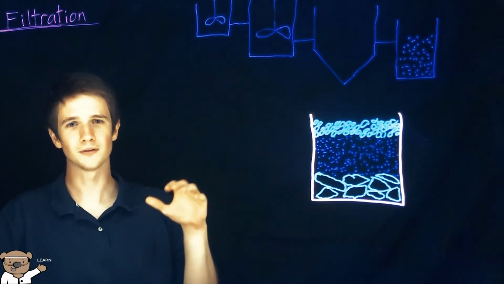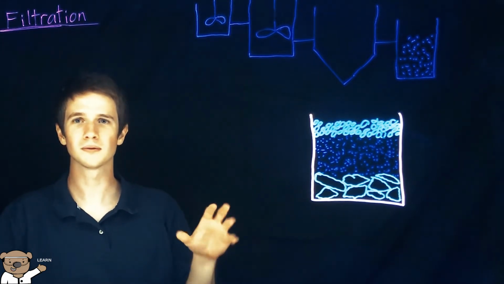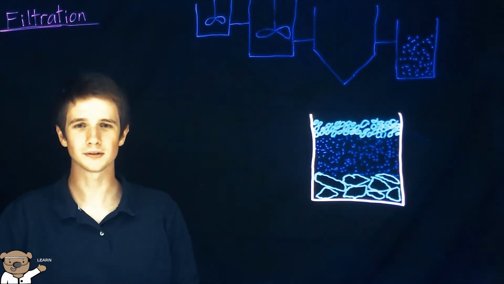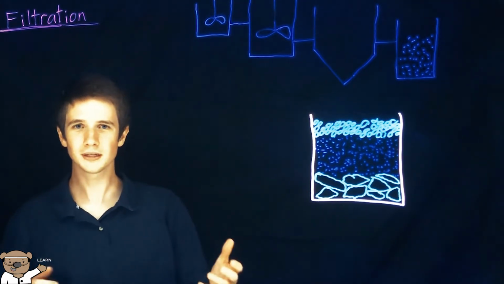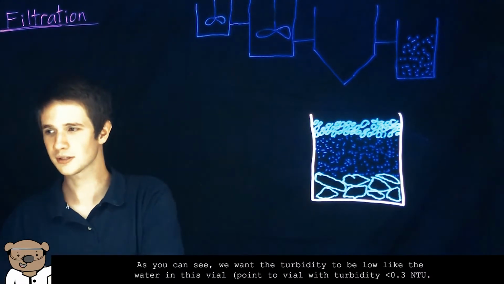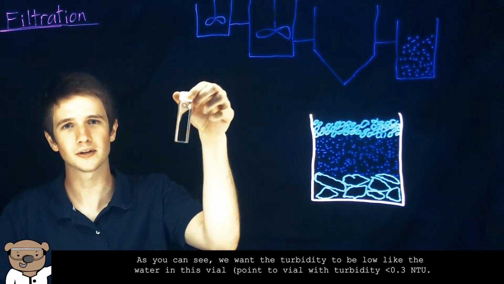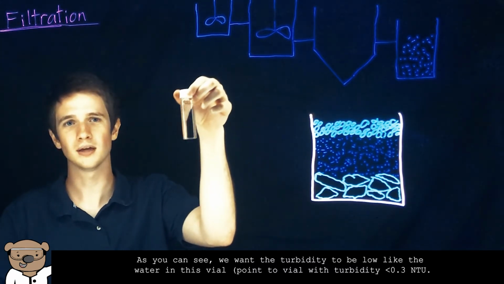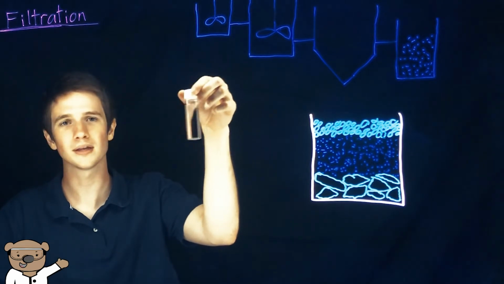When the water is flowing down through this filter, we need to measure how well the sand filter is removing those particles. We do that by measuring something called turbidity. Turbidity is essentially the cloudiness of the water. As you can see, we want water to look like this, very clear and not cloudy at all, usually with a nephelometric turbidity unit of less than 0.3.